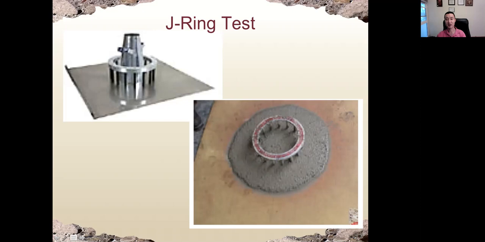The J-ring test is also a measurement of passing ability. We put a ring, and as we can see, we have some rebar with certain spacing. We have the slump flow cone here, and we measure the slump flow, but with the ring. Because we have a ring here, the diameter will be smaller if we have passing ability issues. So we compare the diameter of the concrete with the ring and without the ring. That's the indication of passing ability. So that is the J-ring test.